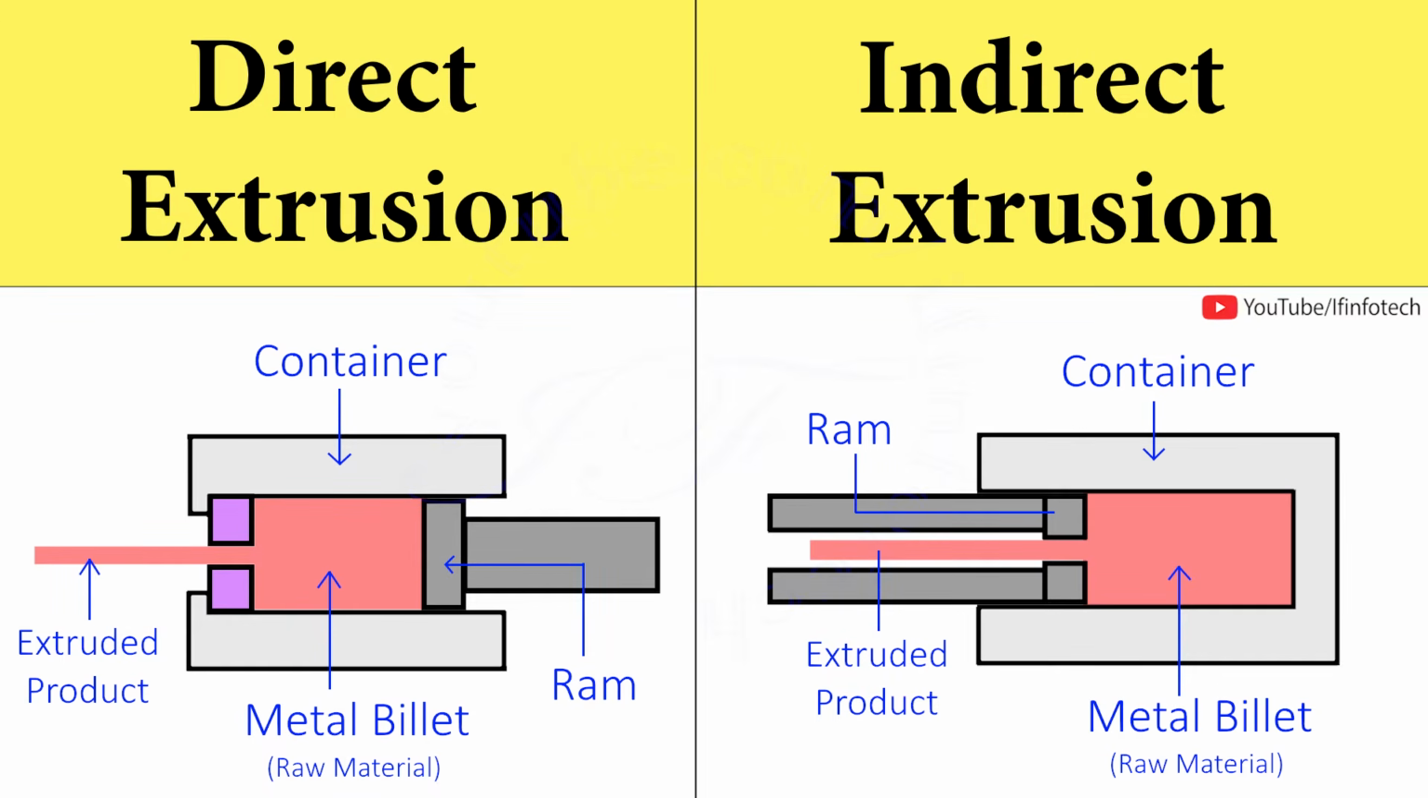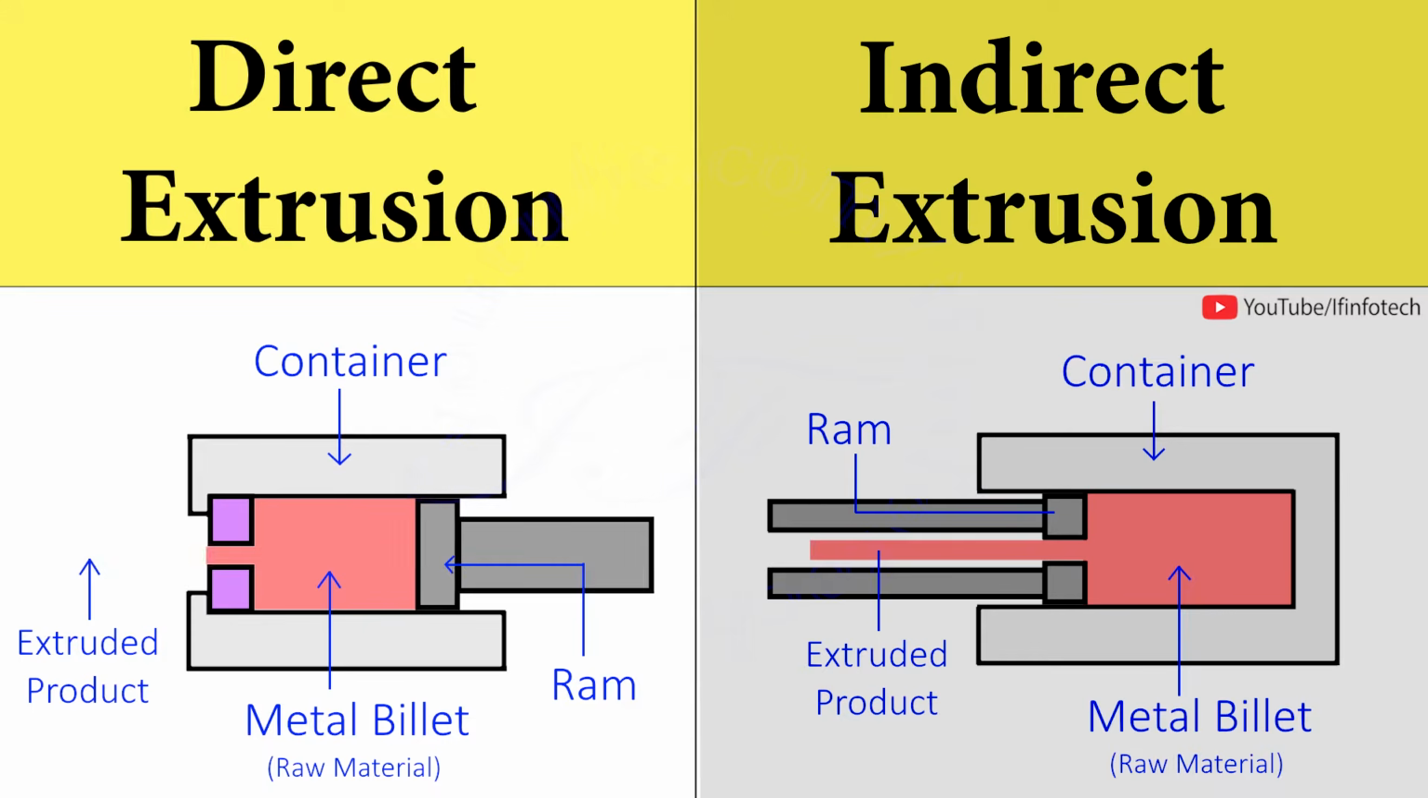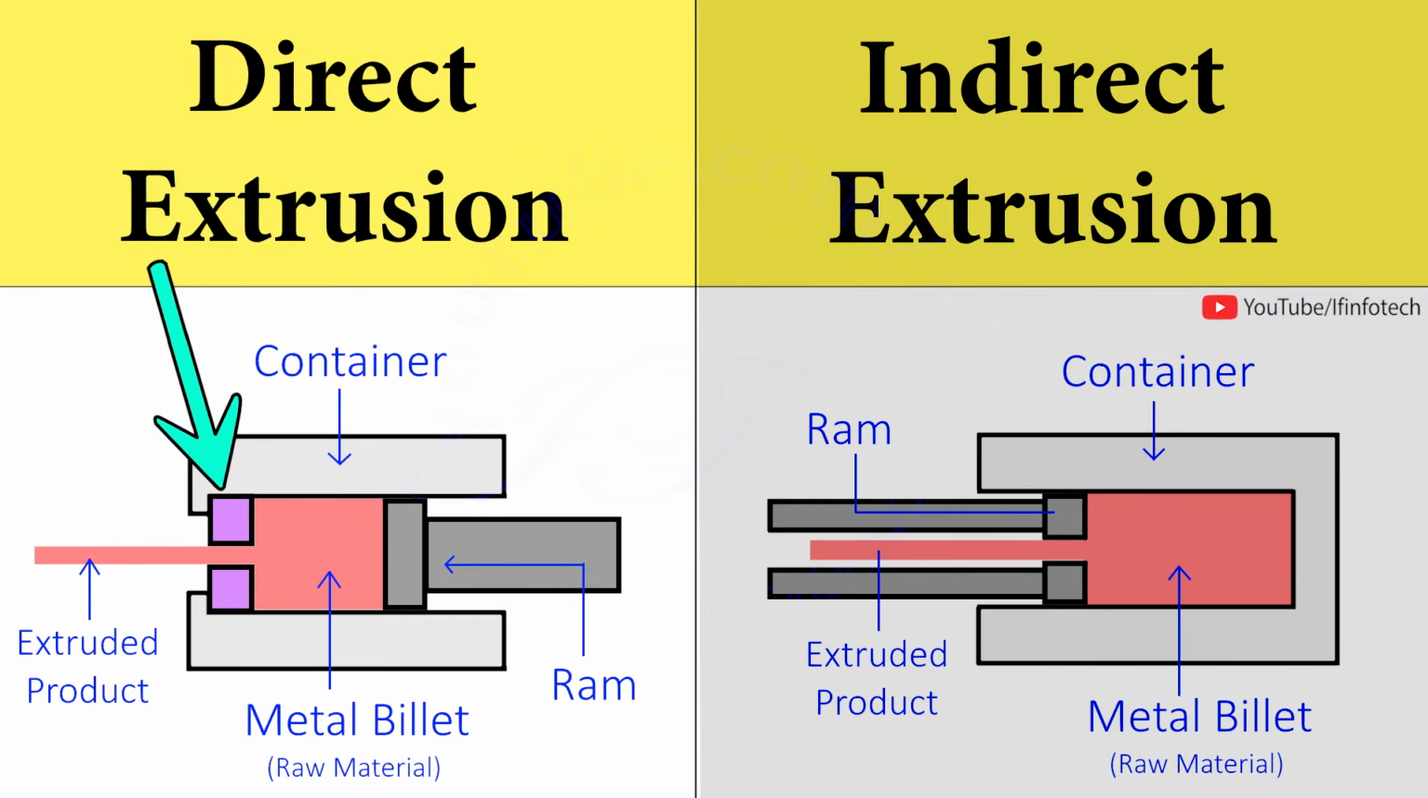In today's session, we'll learn about the difference between direct extrusion and indirect extrusion process. Here, extrusion is a metal forming process involving shaping a metal billet by forcing it through a die with an opening. Here, the metal billet is a raw material placed into a container of an extrusion press. Here, the die with an opening is mounted at the end of the container.